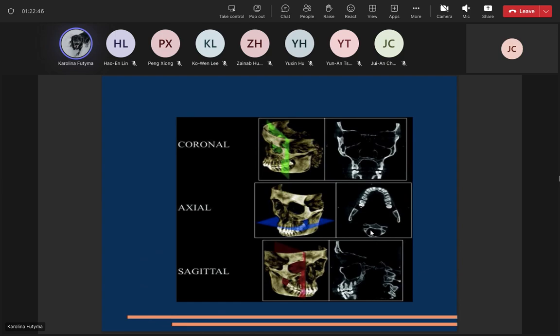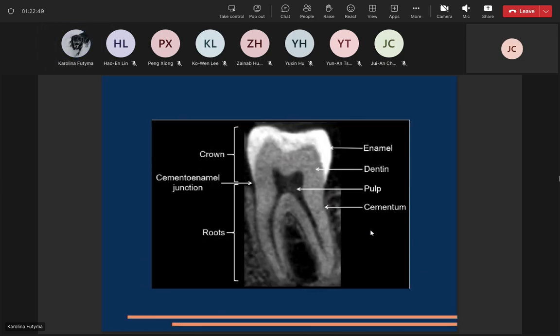Okay, one more time. And this is the CBCT view of the molar. Here we have, of course, the crown, the roots, and the part which is called the cervix or cemento-enamel junction here. The enamel is a more dense structure in comparison with the dentin. Here we have the pulp chamber, pulp in the roots, and of course the cementum.